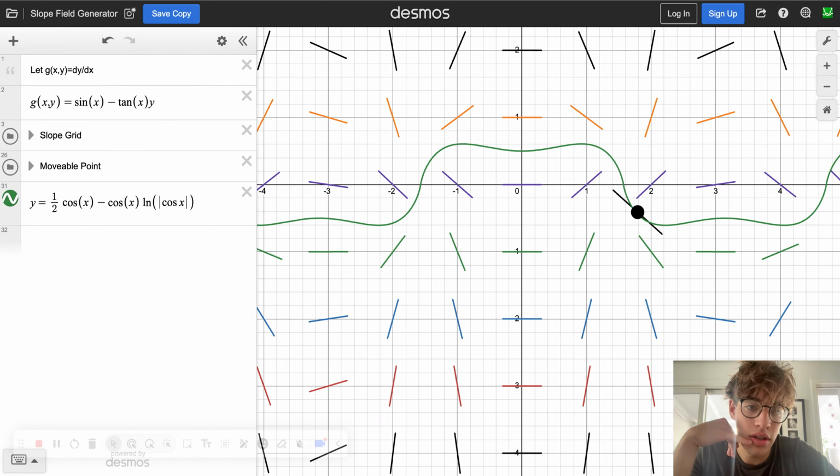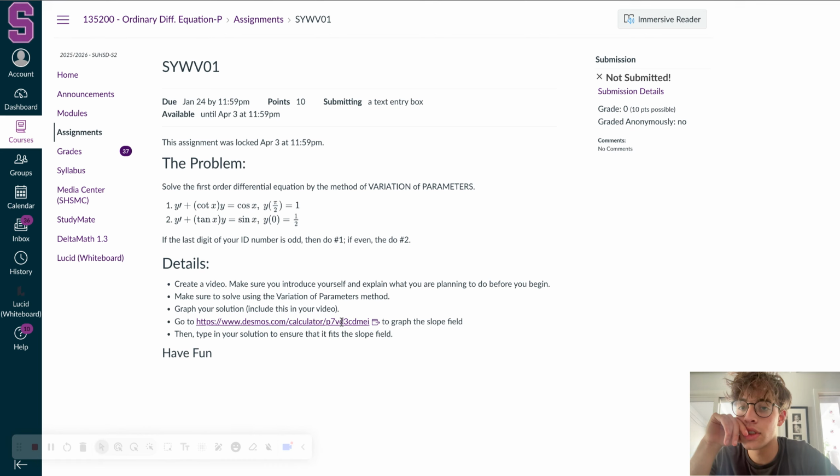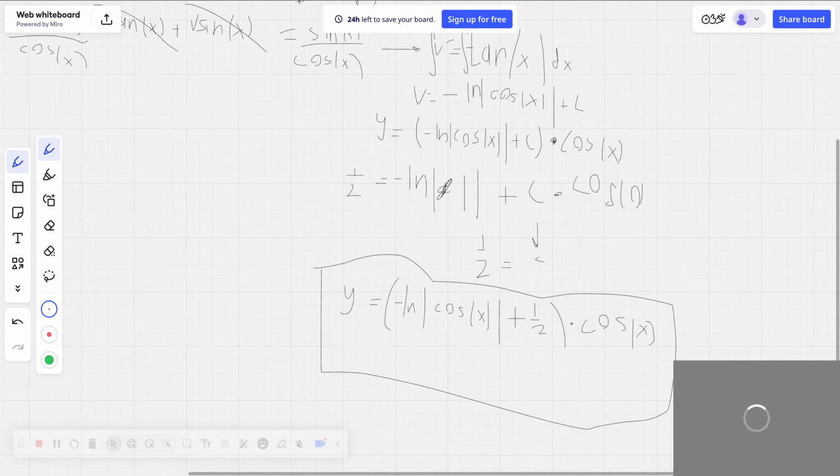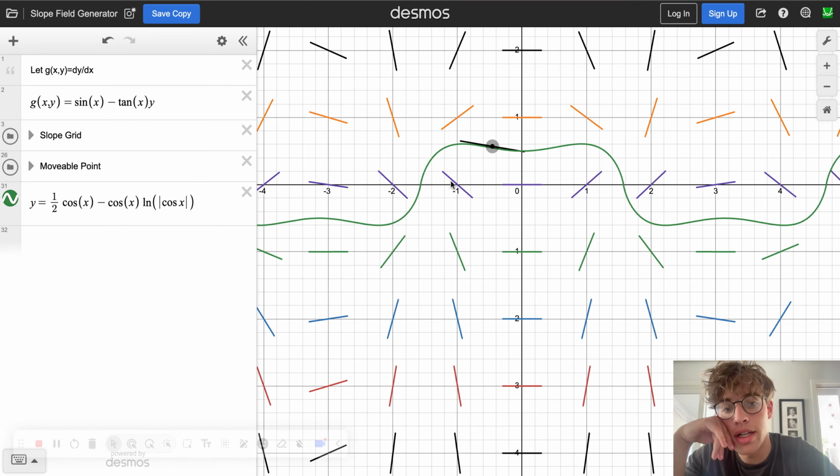So yeah, this is a solution. We could verify that with the graph. We graph our solution, and it definitely fits the slope field. We can confirm because we can see that the slopes at the point of the graph match, like tangent lines, and they match the slope of the line.